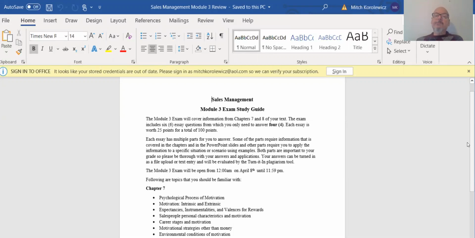Each essay has multiple parts for you to answer. Some of the parts require information that is covered in the chapters and in the PowerPoint slides, and other parts require you to apply the information to a specific situation or scenario using examples. Both parts are important to your grade, so please be thorough with your answers, your applications, and your examples, because I'm really looking for how you're taking that information and then applying it to specific situations.